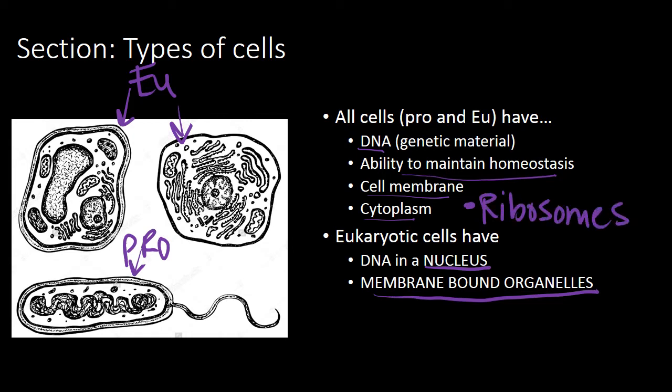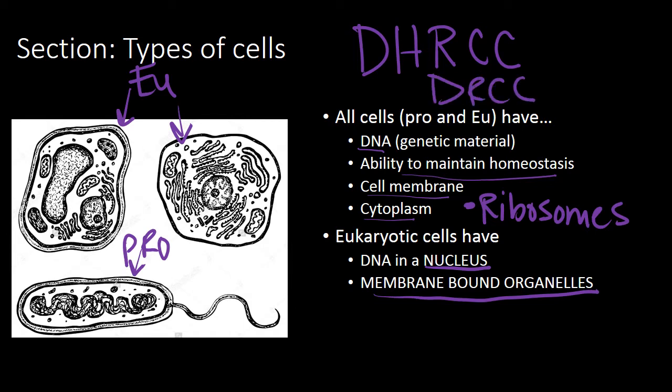How are you going to remember these 5 things that all cells have in common? You're going to say, do not hate runny chocolate chips. Alrighty, so do not hate runny chocolate chips. That'll help you remember. You might also see it like this, just DRCC. A lot of people don't include the homeostasis. So again, do not stands for DNA. Hate stands for homeostasis. The R stands for ribosome. C stands for cytoplasm, and then cell membrane. So do not hate runny chocolate chips.